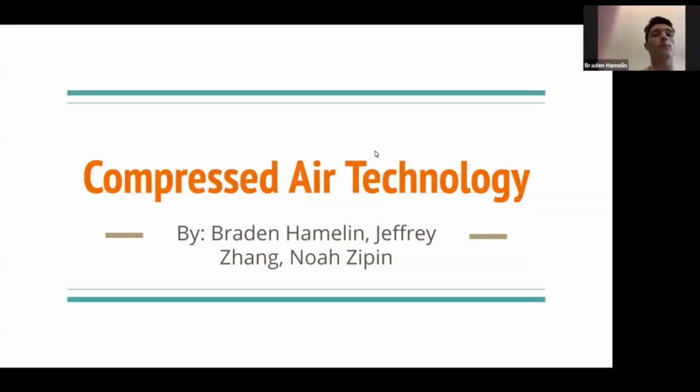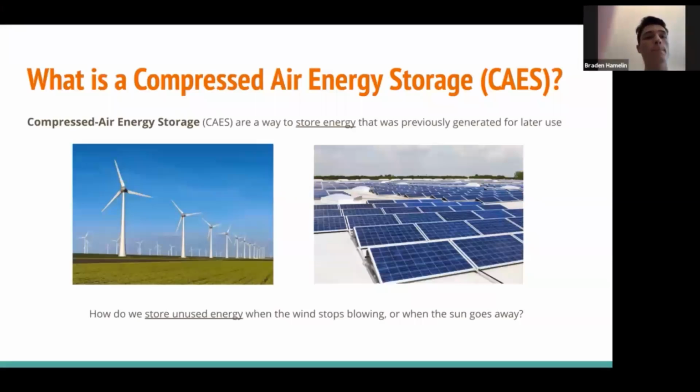Okay, so we had compressed air technology. More specifically, we're going to be delving into compressed air energy storage systems, but we'll also be taking a brief look at compressed air technology as a whole. So what is a compressed air energy storage system? Compressed air energy storage is a way to store energy that was previously generated for later use, such as with wind power or with solar power, and it stores this energy as potential energy, and it saves it for off-peak hours or whenever it's needed. So it's a way to store unused energy when wind stops blowing and the sun goes away, and we don't have any other source of clean, renewable energy.